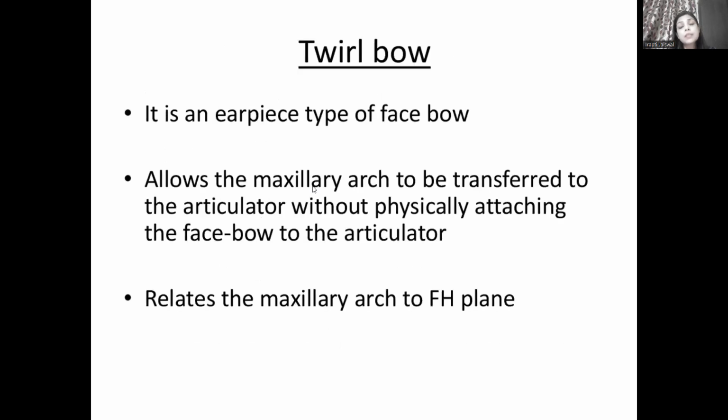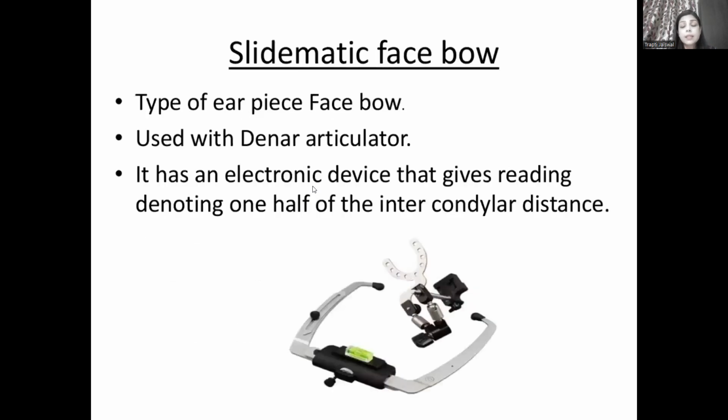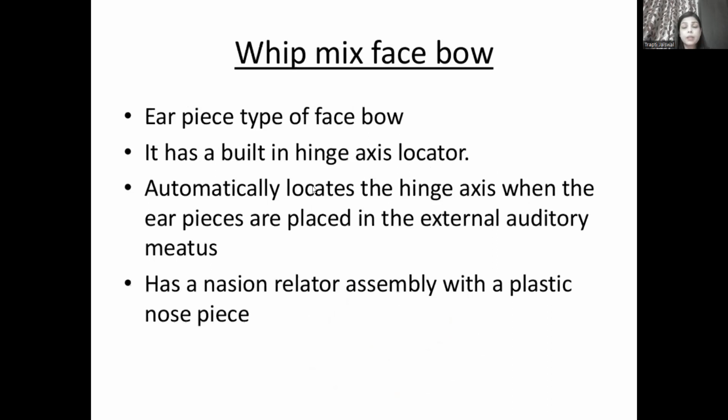Another type of facebow is the twirl bow. It is an earpiece type of facebow. It allows the maxillary arch to be transferred to the articulator without physically attaching the facebow to the articulator, and it relates the maxillary arch to the Frankfort horizontal plane. Then another type of arbitrary facebow is the Slidematic facebow. It is an earpiece type used with the Dentatus articulators. It is an electronic device that gives a reading denoting one half of the intercondylar distance.